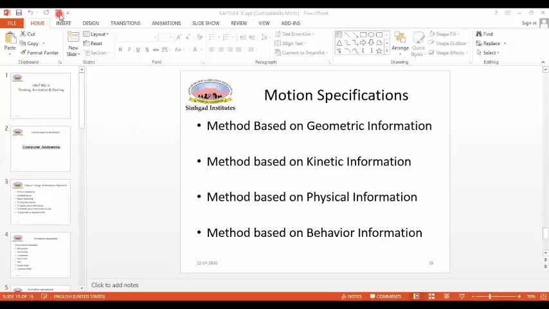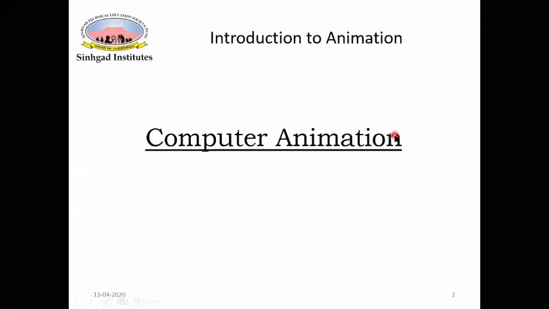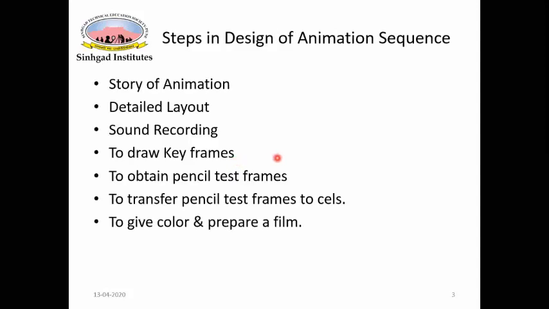Okay, so let's start. In computer animation, we saw in the last lectures the definition of computer animation. It is the art of creating moving images via the use of computers, its applications, and keyframe animations. What do you mean by keyframe animations? Then we started with the animation sequences, story of animation, layout. So these are the steps in designing an animation sequence.